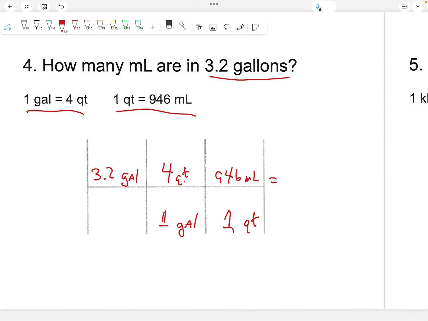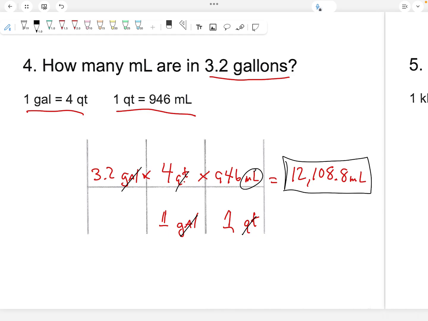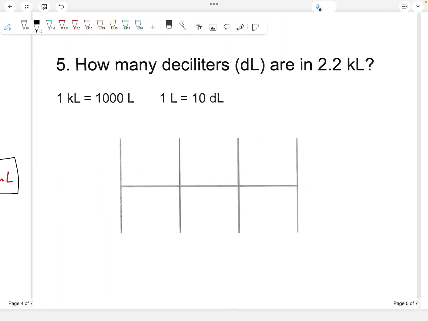And as we solve this, you multiply across the top, and we get 12,108.8 milliliters. Okay. And also just making sure that our units cross off and we're left with the one that we wanted afterwards, and that's what we got. Perfect. Excuse me, number 5.